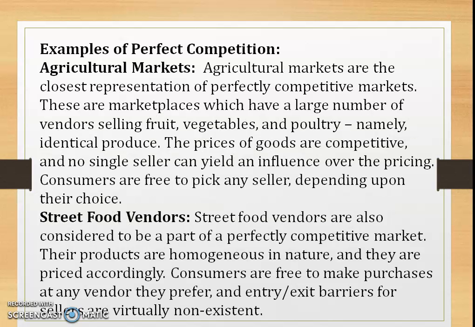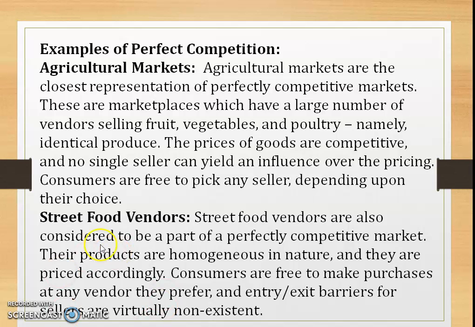Okay, so the apt example for perfect competition could be agriculture markets. Agriculture markets are the closest representation of perfectly competitive markets. These are marketplaces which have a large number of vendors selling fruits, vegetables, and poultry, namely identical produce. The prices of goods are competitive, and no single seller can exert an influence over the pricing. Consumers are free to pick any seller depending upon their choice because the uniform price is maintained over the market.